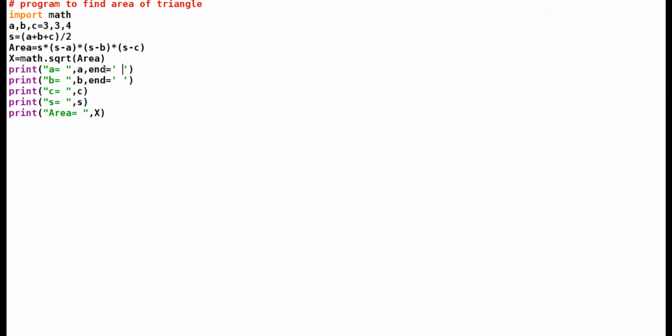It will display output in the next line. If you want to change the layout, you can change the value of end parameter. You can give any value here. Accordingly, it will work out. Okay.